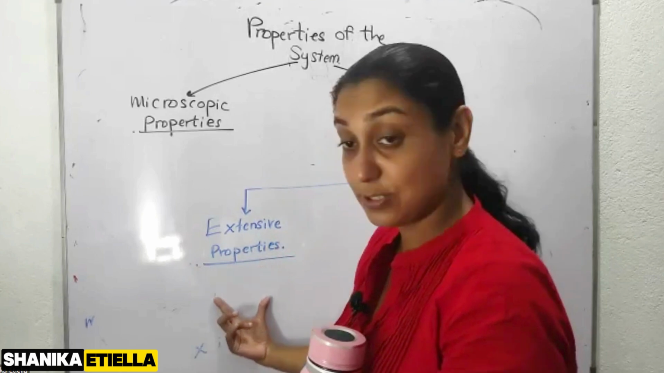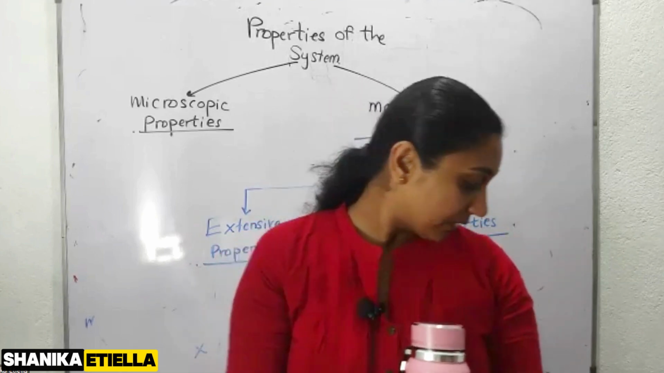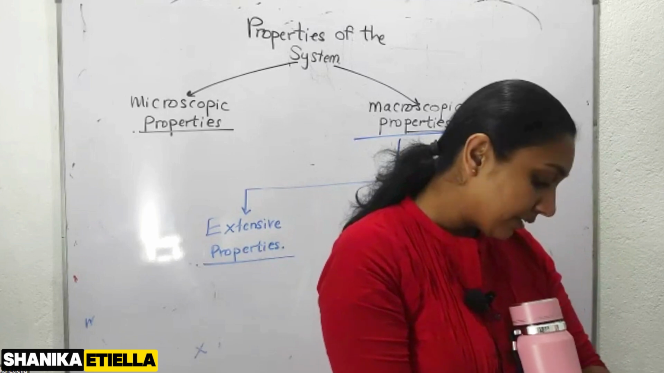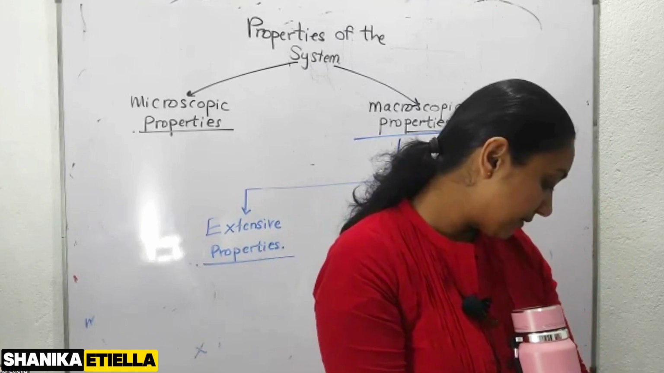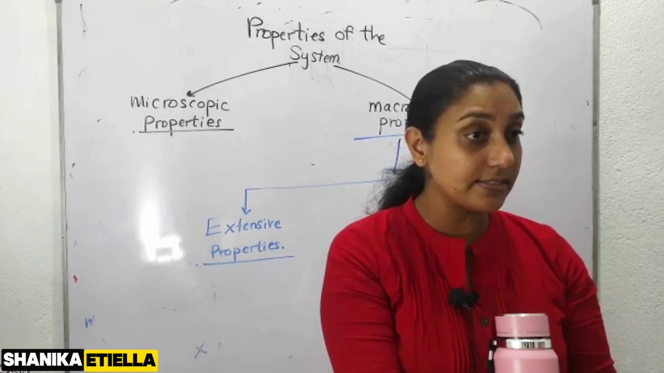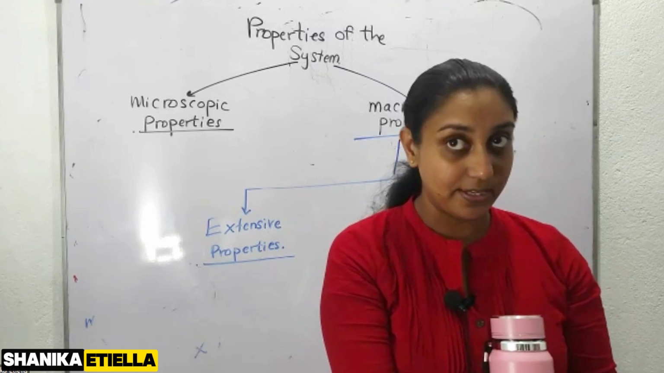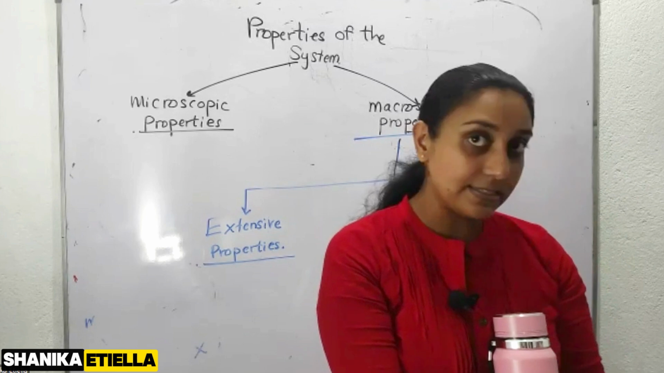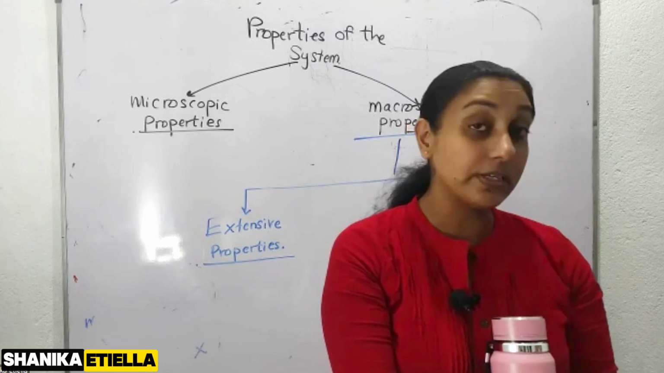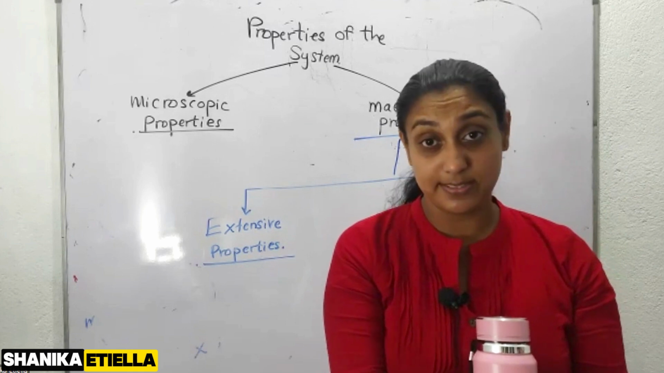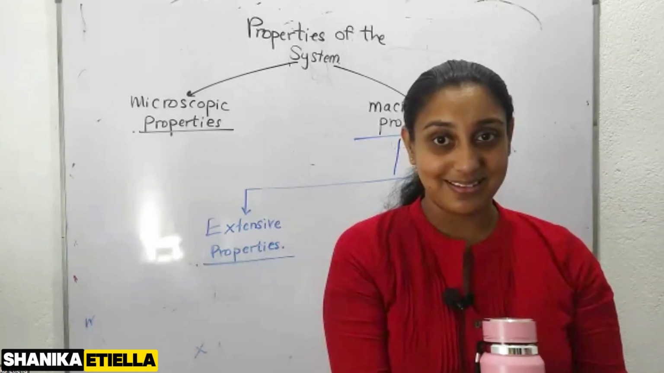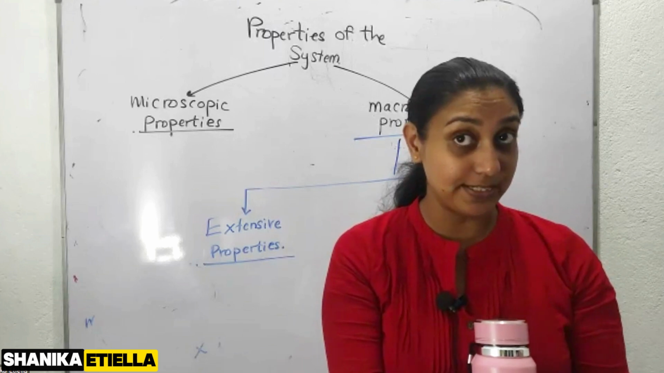Write down under extensive properties: the properties that depend on the amount or size of the system. Those are extensive properties.